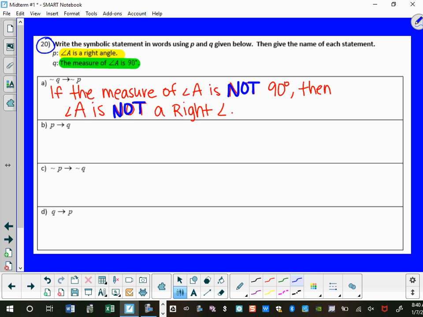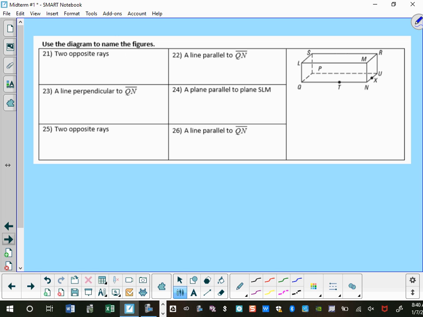Alright, let's look at number 21. Use the diagram to name the figures. Alright, let's name two opposite rays. Okay, so opposite rays could be, what's opposite to SL? If SL is going this way, what's the opposite? And SR. It has to still have at least one of the same letters. Or you could say SP, that could be opposite. Either one of those would work.